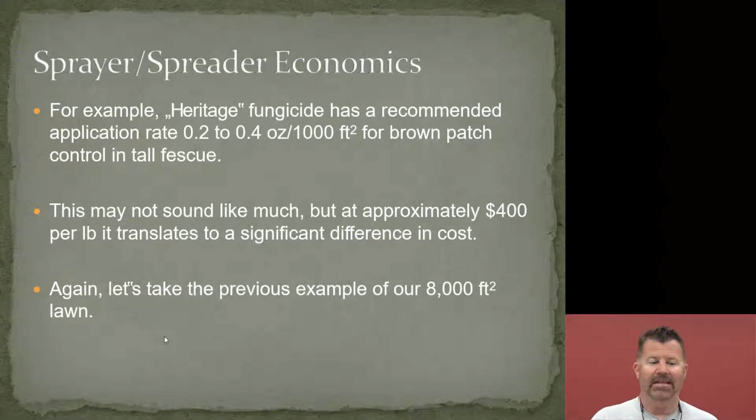Remember the Heritage. It's saying an application rate of 0.2 to 0.4 ounces per 1,000 square feet for brown patch. Well, guys, remember, we've already been told to use the lower application rate, and we'd want to use it if this is a pre-emergent fungicide application. We're definitely going to go 0.2. But if the brown patch is already existing in the lawn, you may want to go the 0.4.